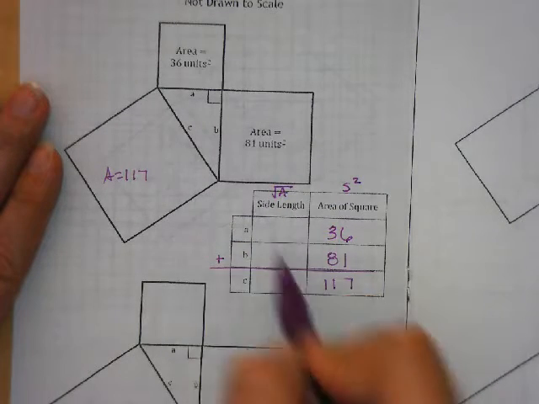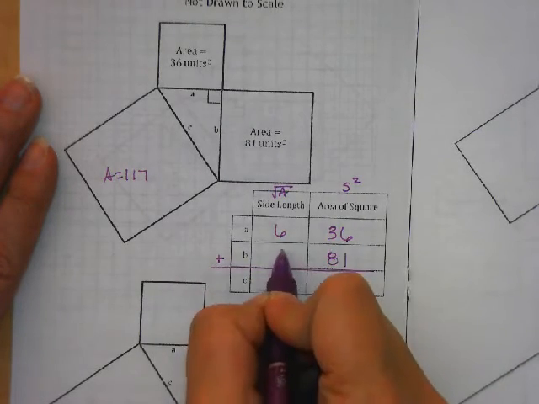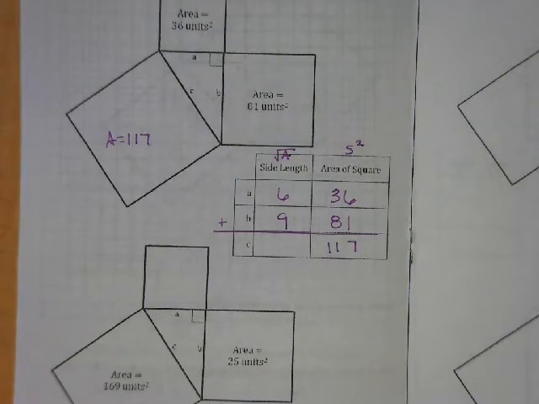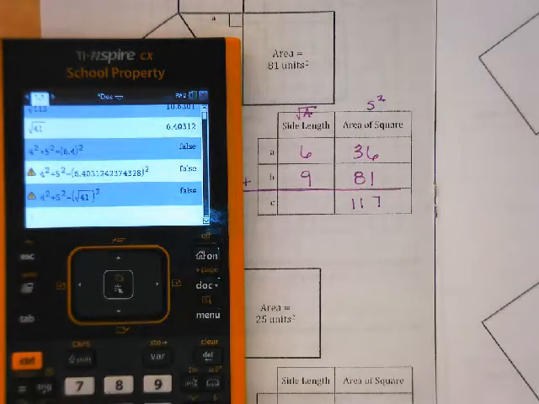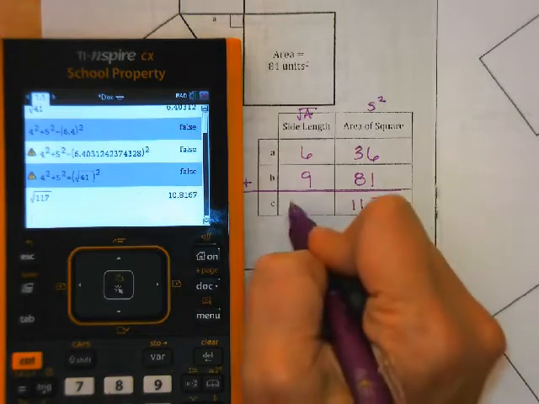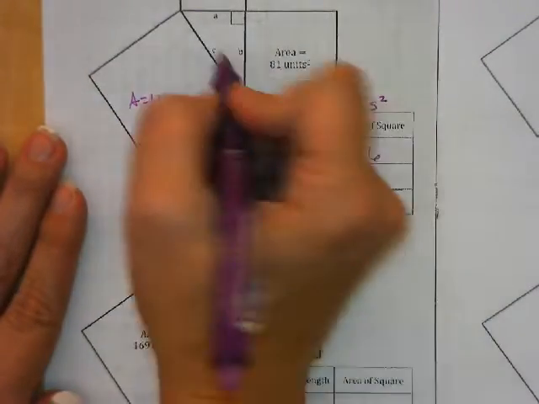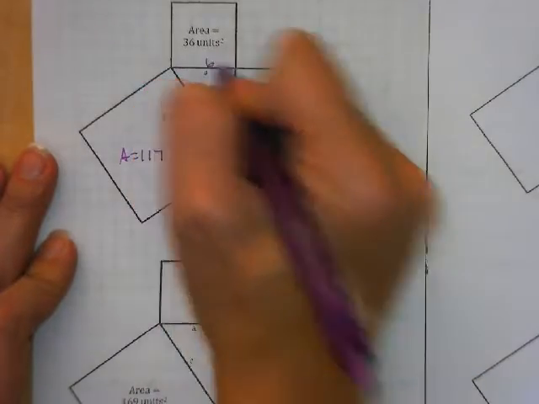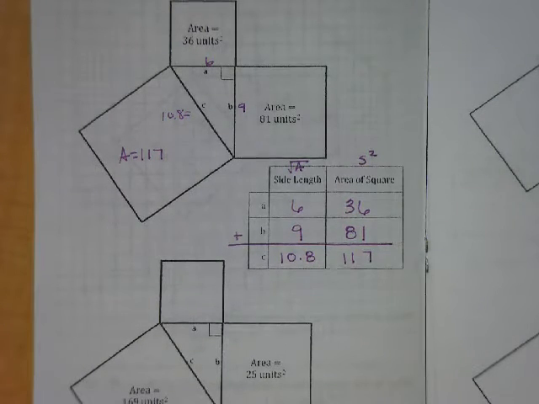So what is the side length of A? 6. What's the side length of B? 9. What's the side length of C? 15. Is it 15? No. 10.8. How'd you get that? Square root of 117. 10.8, we're rounding it. Now, we can even go through here. We can say this is 6 and this is 9. Okay? Is everyone okay with how we got that? Do you want to try the next one? It's a little tricky.